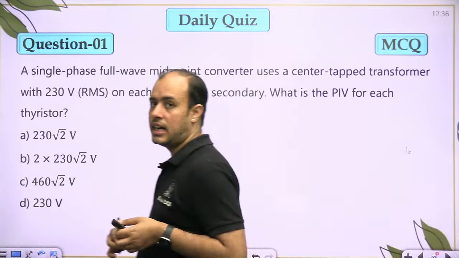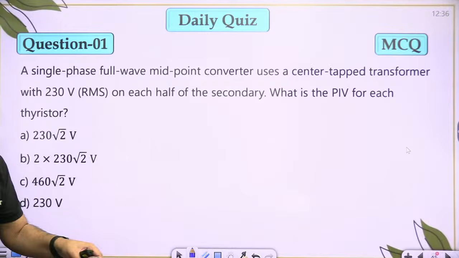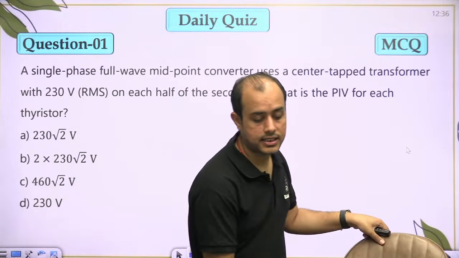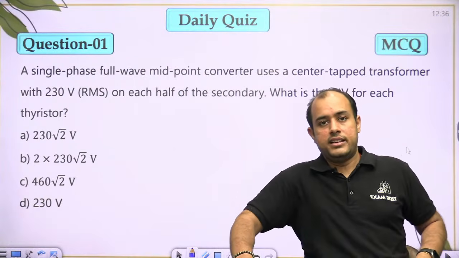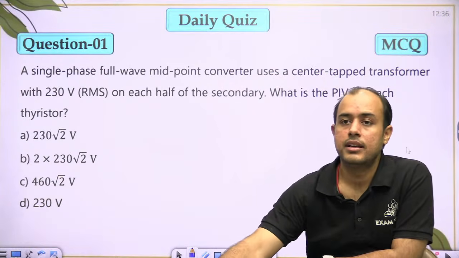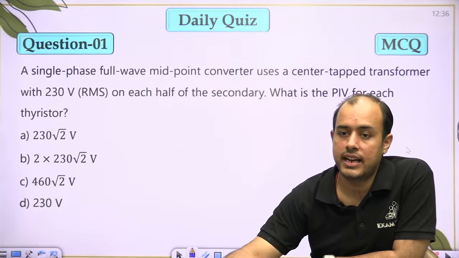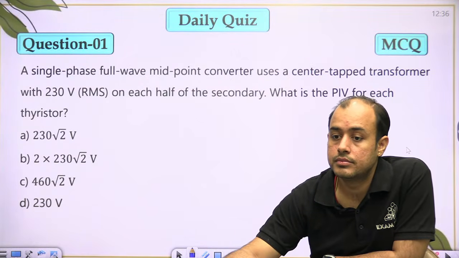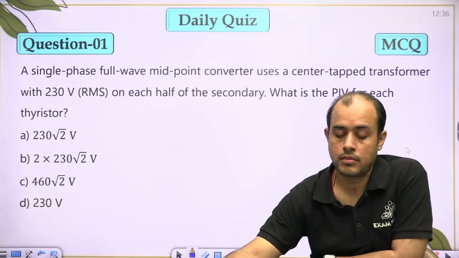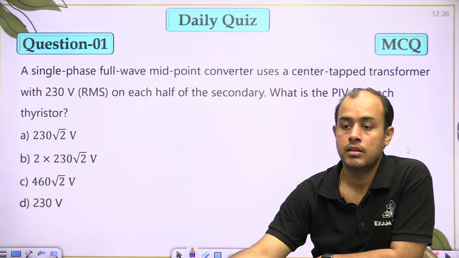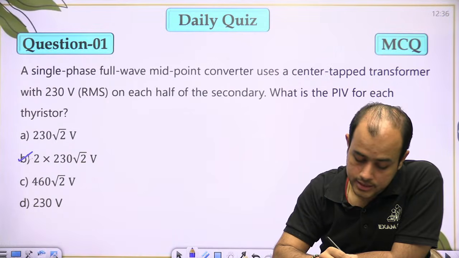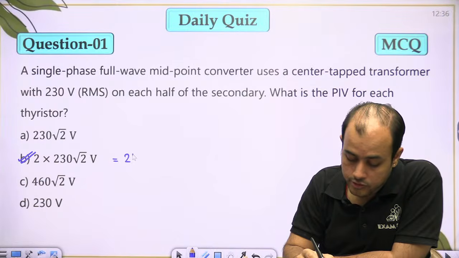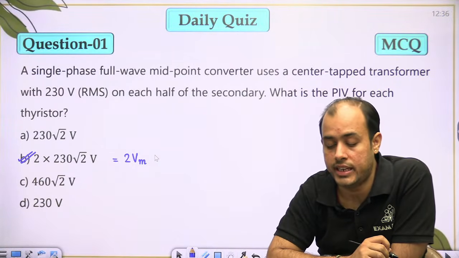चलिए come to this beta. A single phase full wave midpoint converter uses a center tap transformer with 230 volt across each half of the secondary. ये secondary के half पे voltage है. So what is the PIV of each thyristor? चलो बताओ, PIV कितना आएगा? Yes, 2 Vm. For midpoint converter, it is 2 Vm.